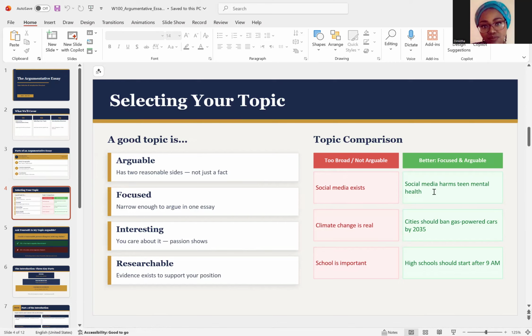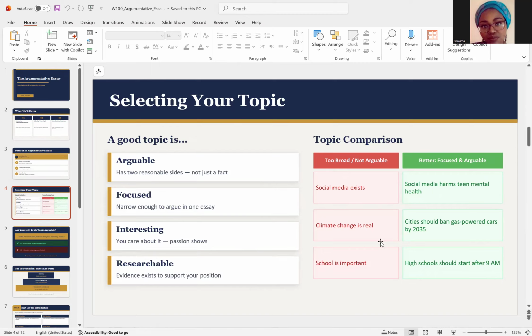It's still broad though, but it's better. All right. So social media harms teens' health. Now we can see that somebody can argue for and against it, and it's an arguable topic. It's a bit more focused. There is a huge interest around it, and it's completely researchable. You can go online and find multiple examples of this.